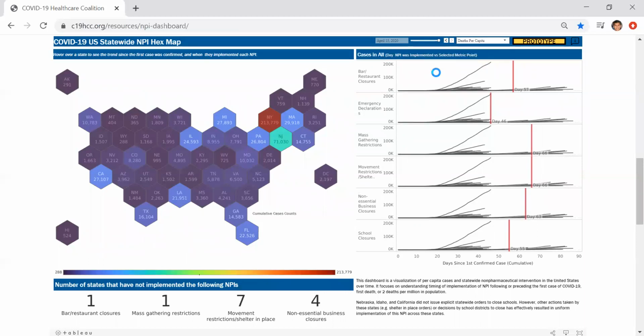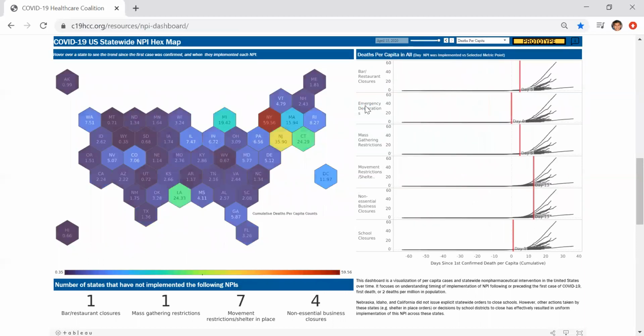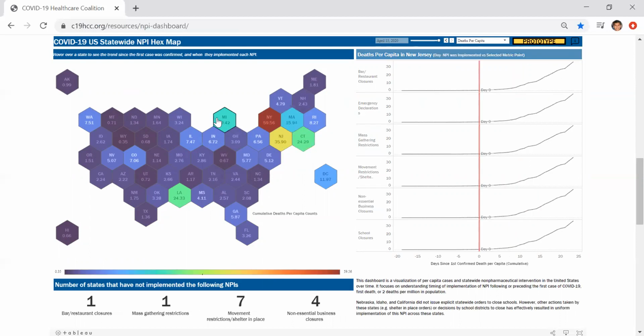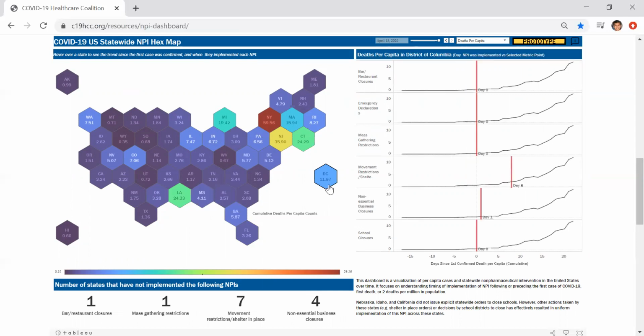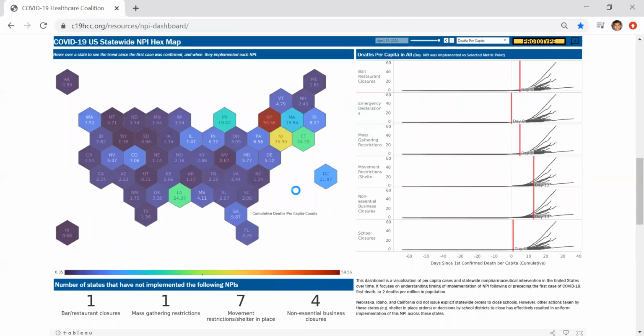If we choose the deaths per capita view, this gives us a very strong sense of what states are struggling to contain the COVID-19 disease and are experiencing severe outbreaks. New York is the obvious outlier, but states like New Jersey, Connecticut, Massachusetts, Michigan, Louisiana, and even the District of Columbia are showing signs of severe COVID-19 disease.